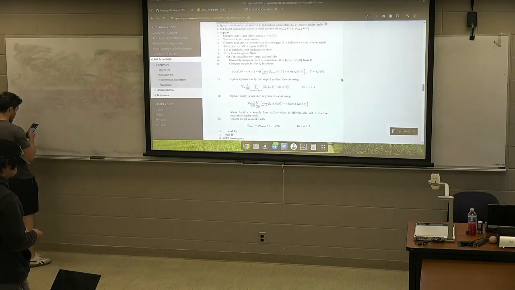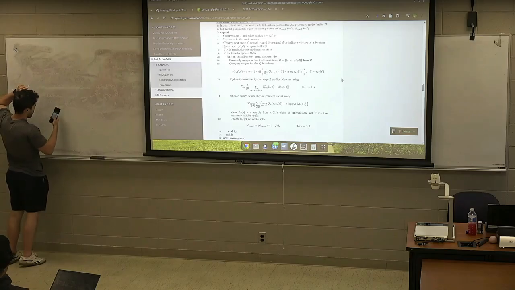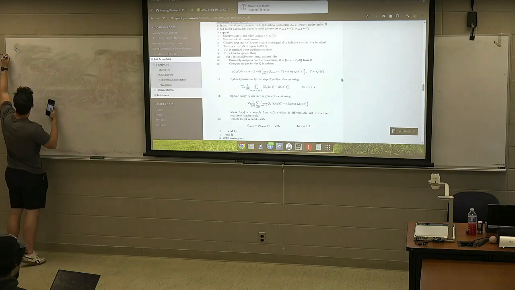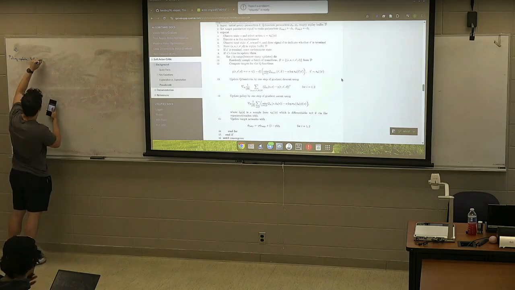A few functions. One policy, right? Policy frames. We've got the policy update, which is the policy update by doing stochastic gradient descent on this gradient.